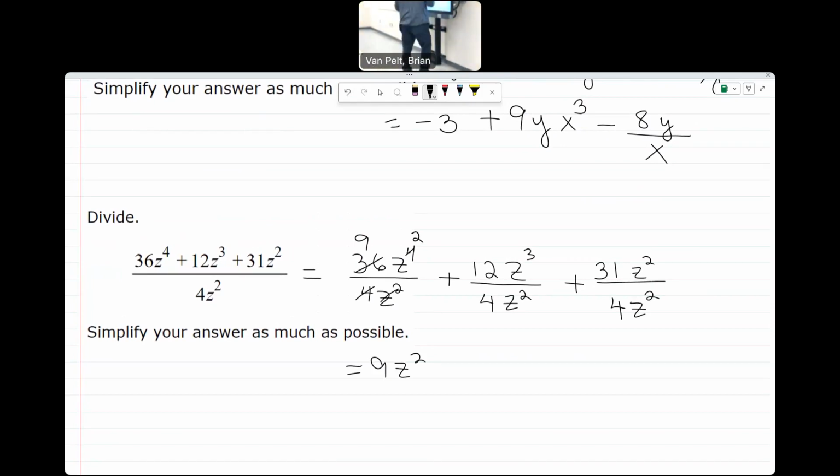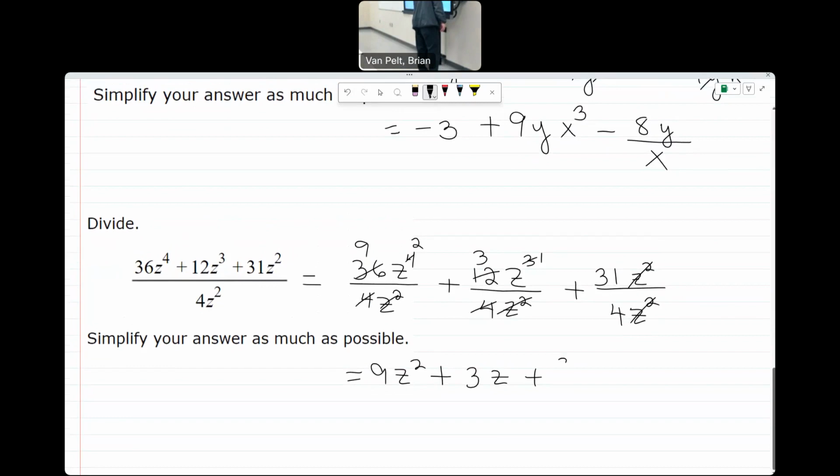All right, for the second piece, I got plus. Okay, there's 3 there. And now we do 1, so I'll just have 3z. Any questions? Definitely.